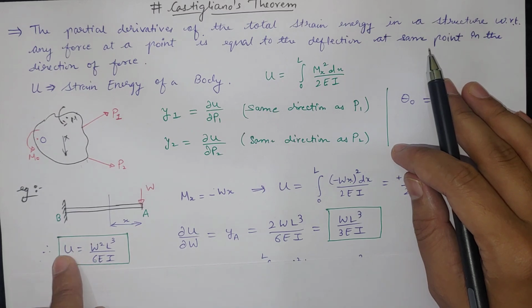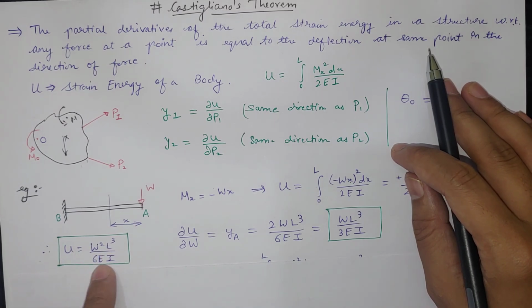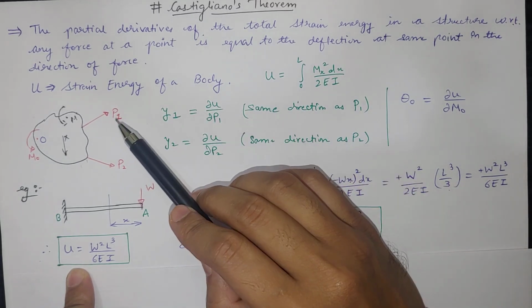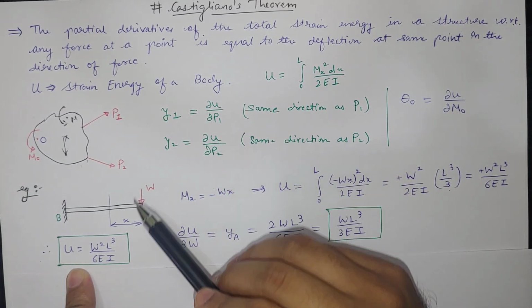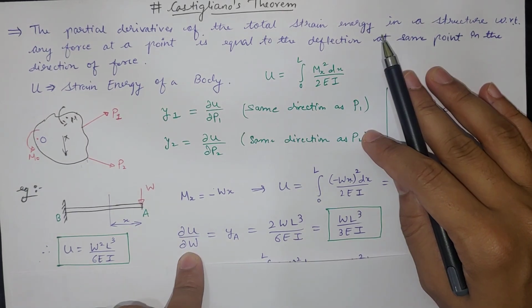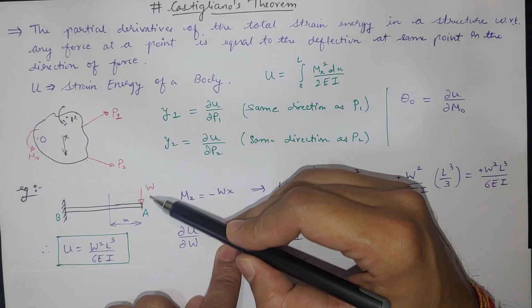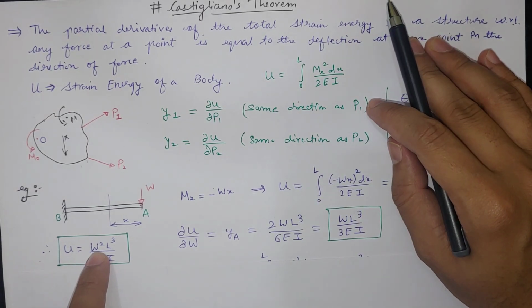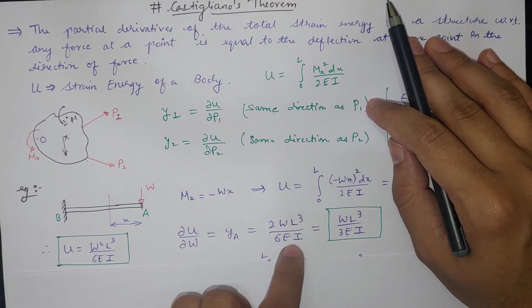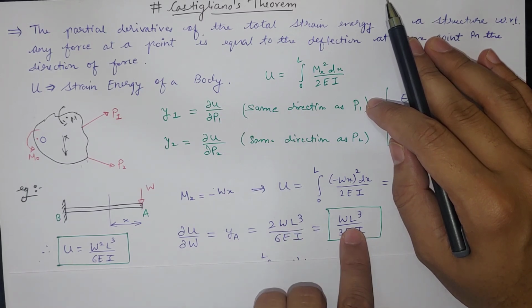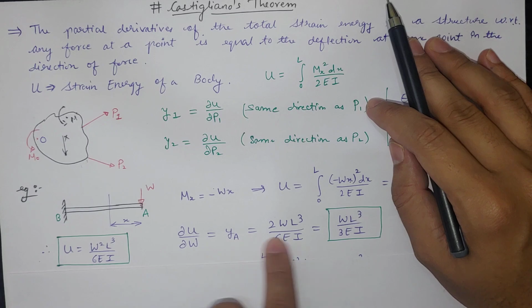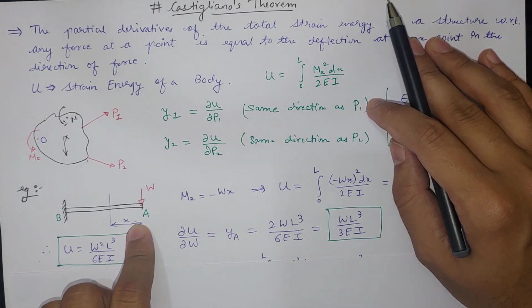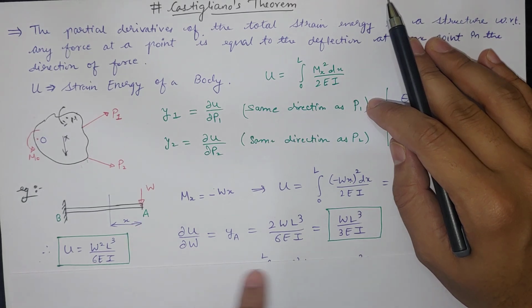After getting U equal to W squared L cubed by 6EI, we have to differentiate with respect to the load W. Earlier P1 was there, so we used P1; here W is there, so ∂U/∂W is the deflection at point A only, in the same direction as W. Differentiating, W squared gives 2W L cubed by 6EI, so the final value is WL cubed by 3EI. So we directly get the deflection at point A in the direction of load W.